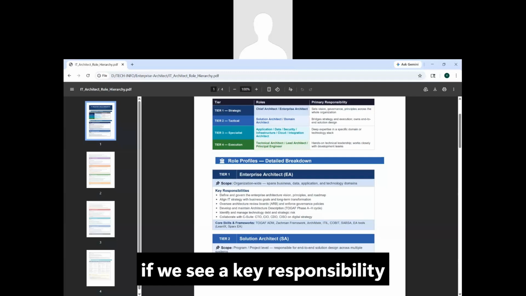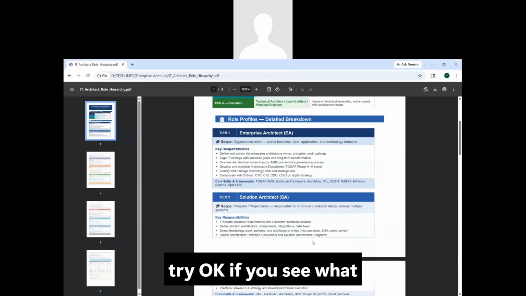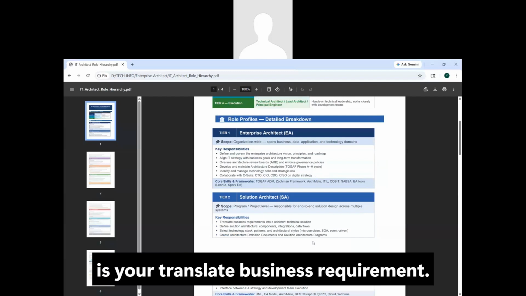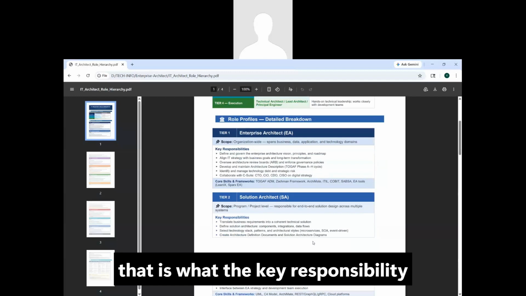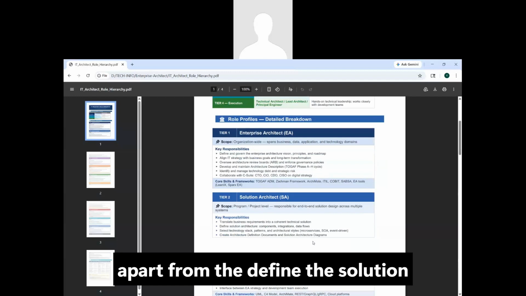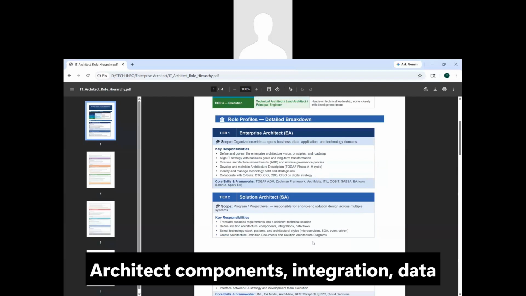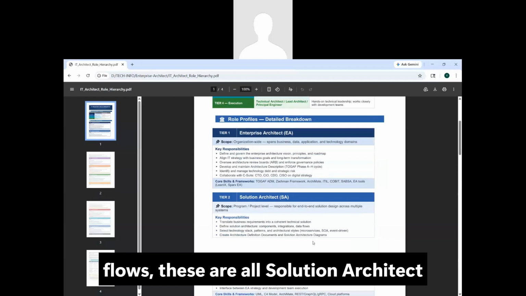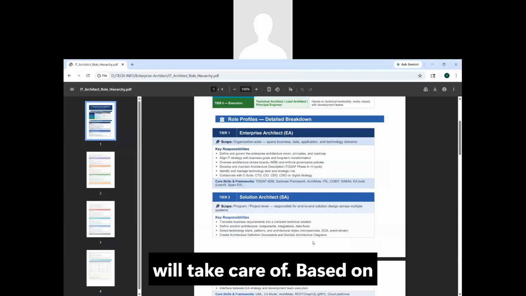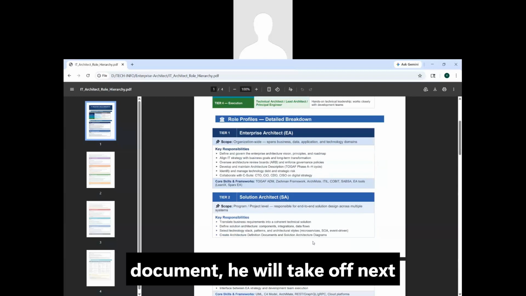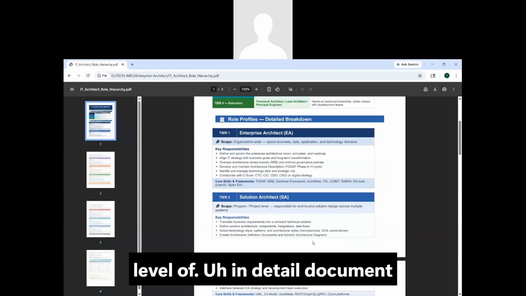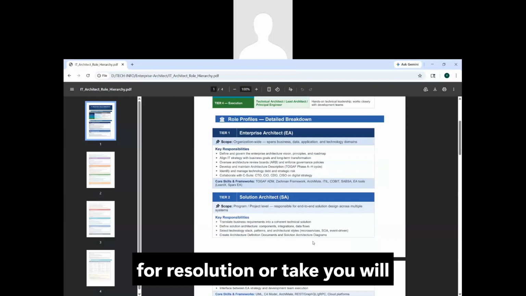If you see here, the key responsibility is to translate business requirements into a technical solution. Apart from that, defining the solution components, integration, and data flows, the solution architect will take care of all of these. Based on the previous enterprise architect design document, he will take care of the next level of detailed document.